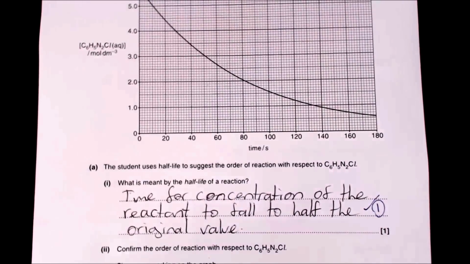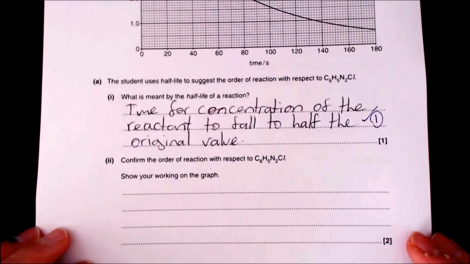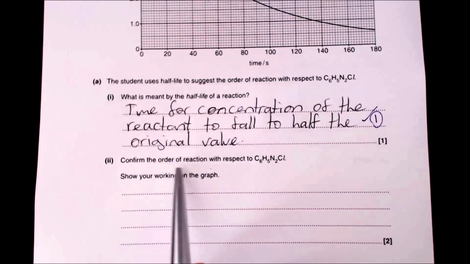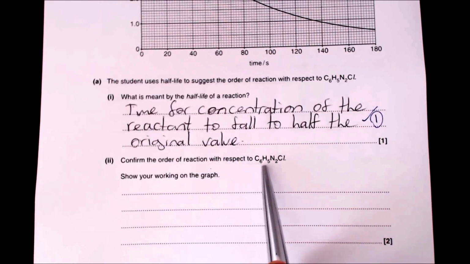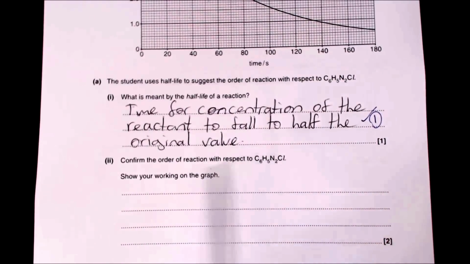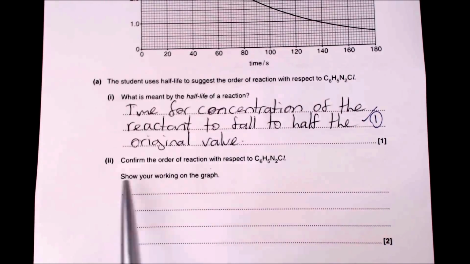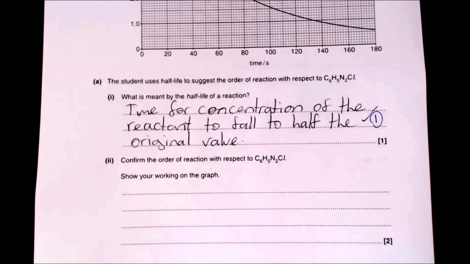So pretty straightforward. Okay, so the next question says confirm the order of reaction with respect to C6H5N2Cl. Show your working on the graph. So we've got 2 marks here. Now it does say show your working on the graph. So in order to work out the order, we need to work out what the half-life pattern is.